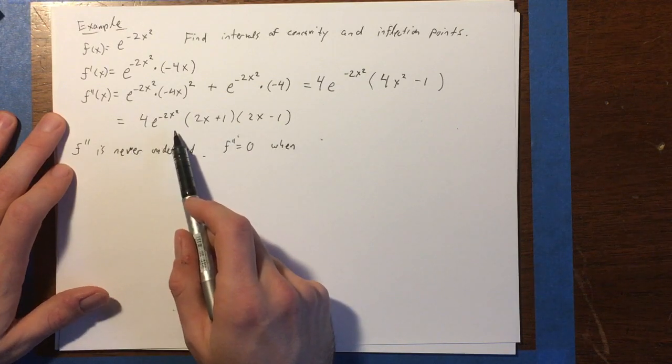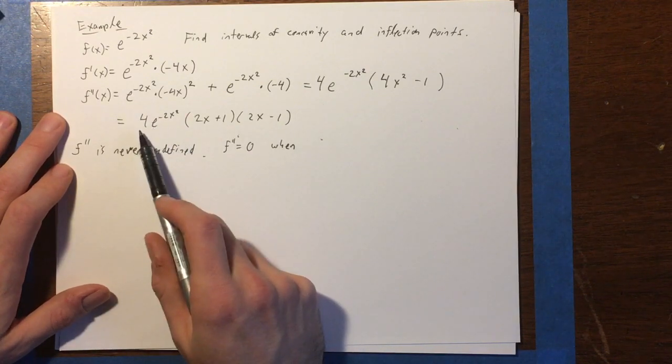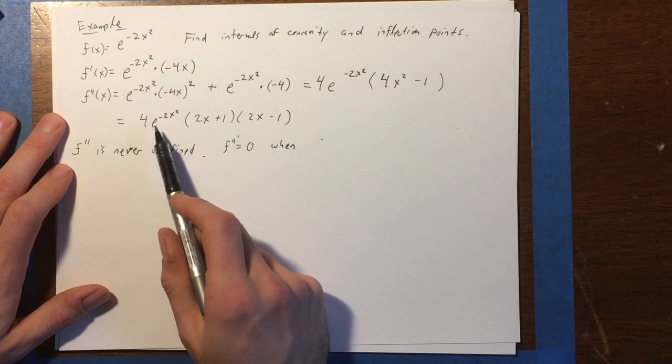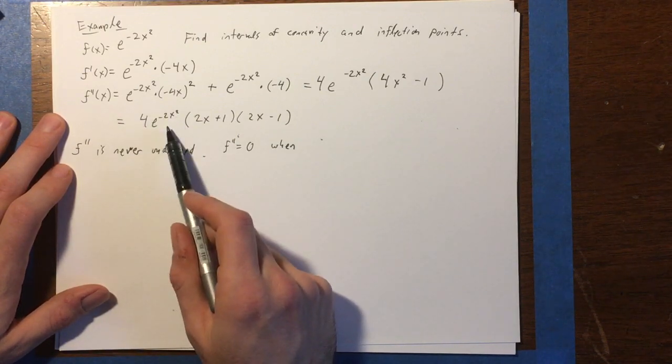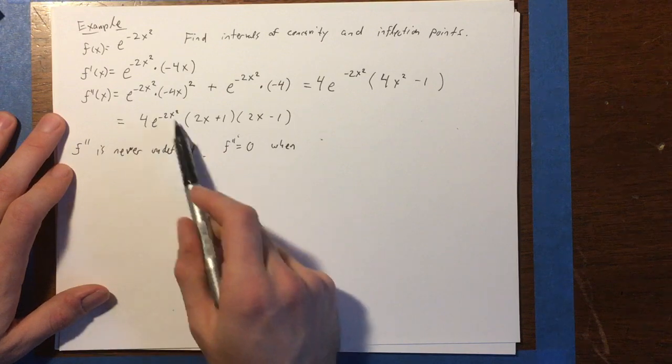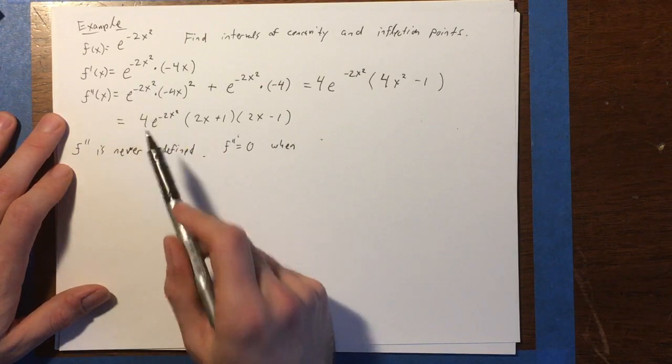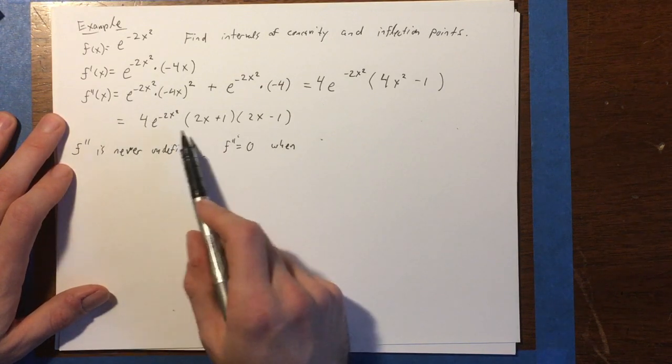Well, that can't actually equal 0 because 4 can't be 0. It's 4, right? And then e to the negative 2x squared can never be 0, right? Powers of e will never be 0. You can get any positive number out of that function, but never 0 itself. So that part's never going to be 0.